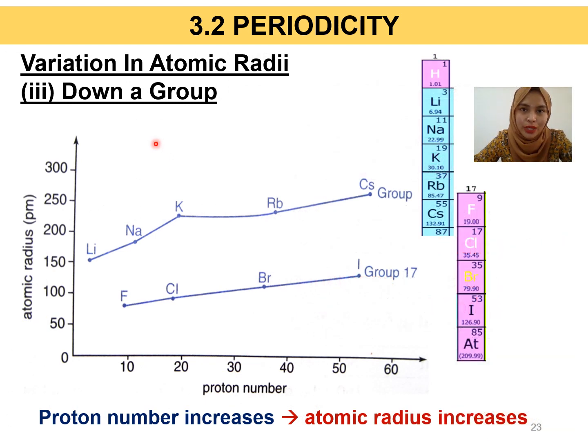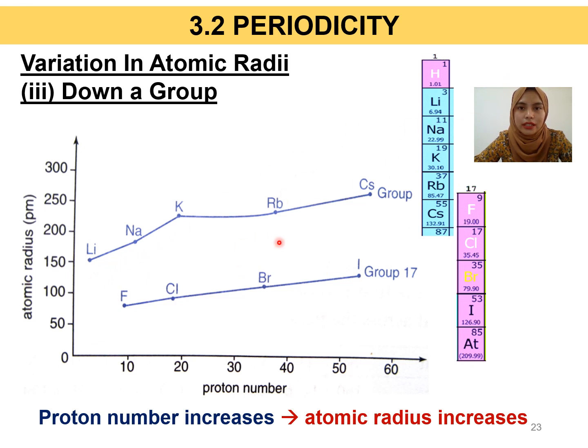The last one, I would like to discuss the trend of atomic radii down a group. Okay, when going down the group, when the proton number increases, the atomic radius will increase. If you look at group 1, going further down, the proton number increases. The more the proton number increases, the bigger the atom. It is the same in group 17 too. The more the proton number increases, the bigger the atom.